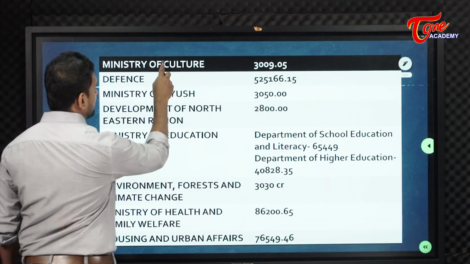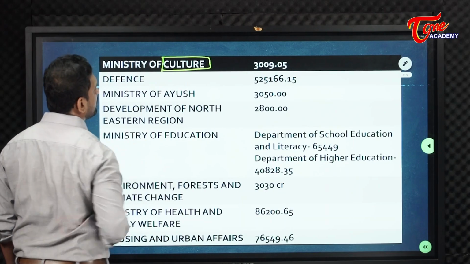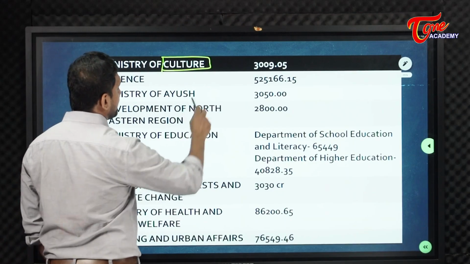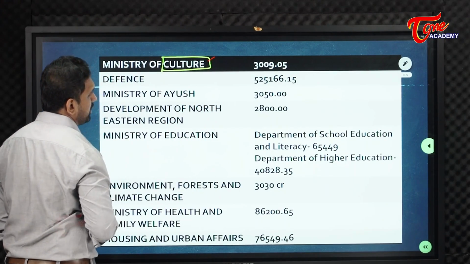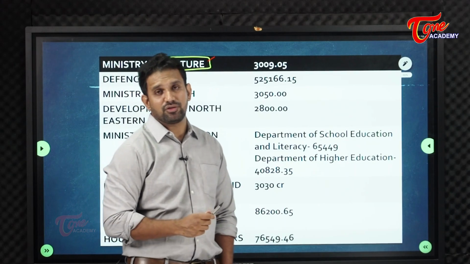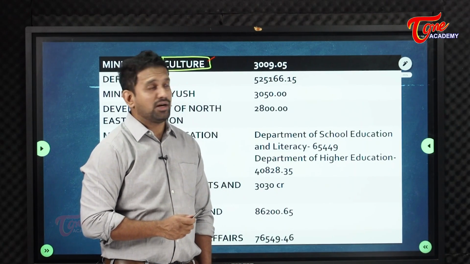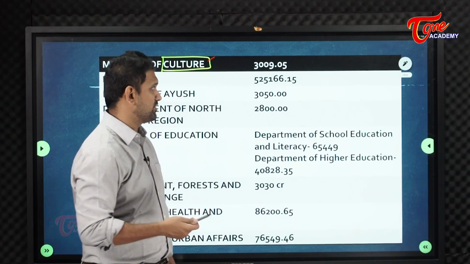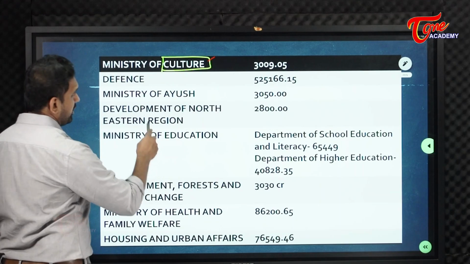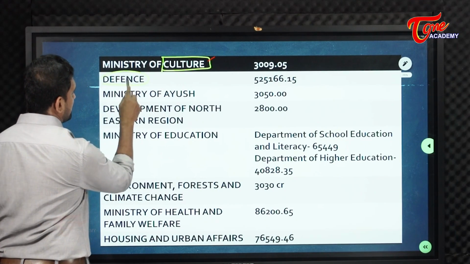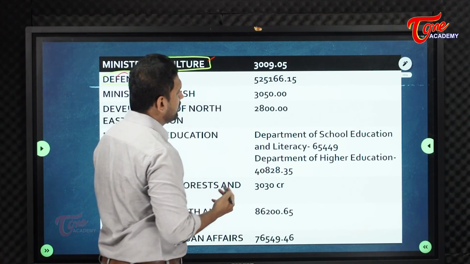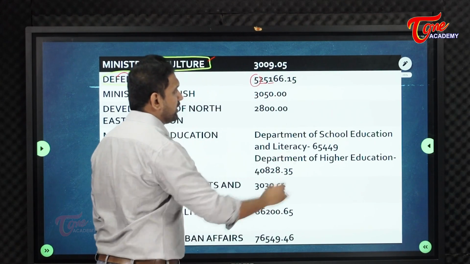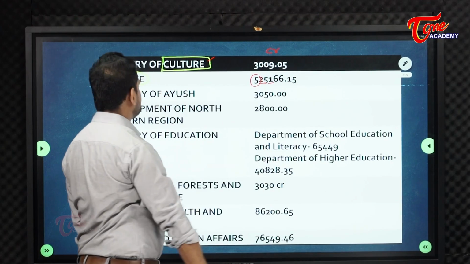Then Ministry of Culture, you know Swadesh Darshan, Bharat Darshan, and the Prasad scheme, to promote our culture, to conduct exhibitions and expos, melas, fests, etc., where our culture is being represented. 3,000 crores almost is given. Very, very important. See, the defense budget is very huge here. Almost 5 lakh crores, like 5,25,000 crores, were given.